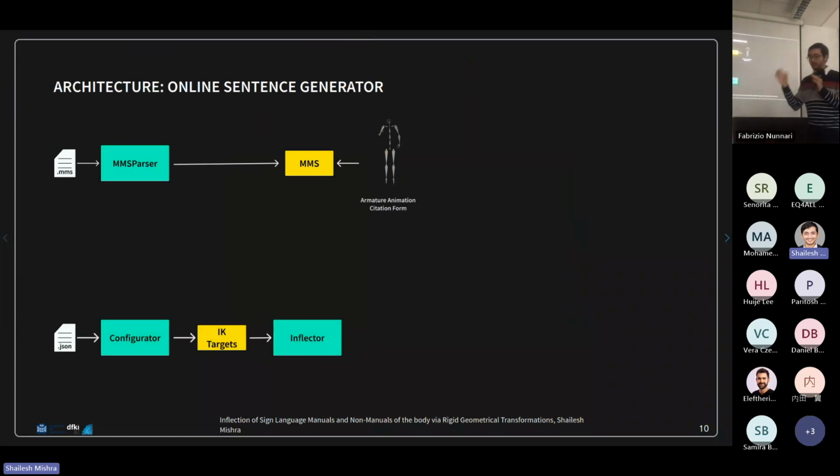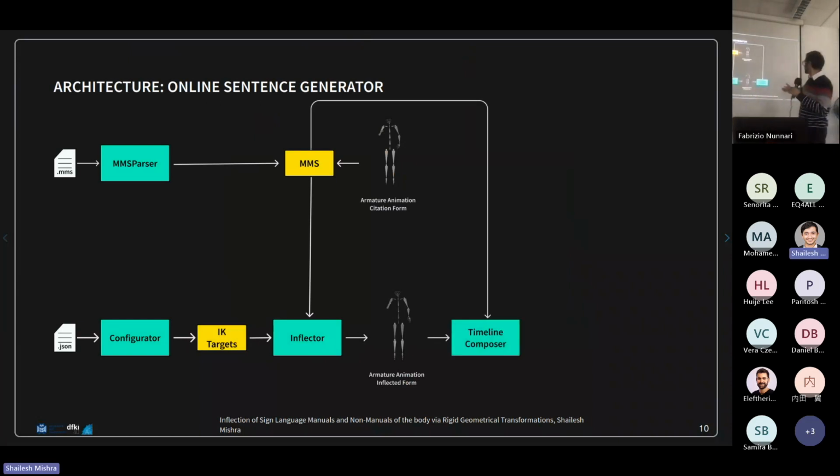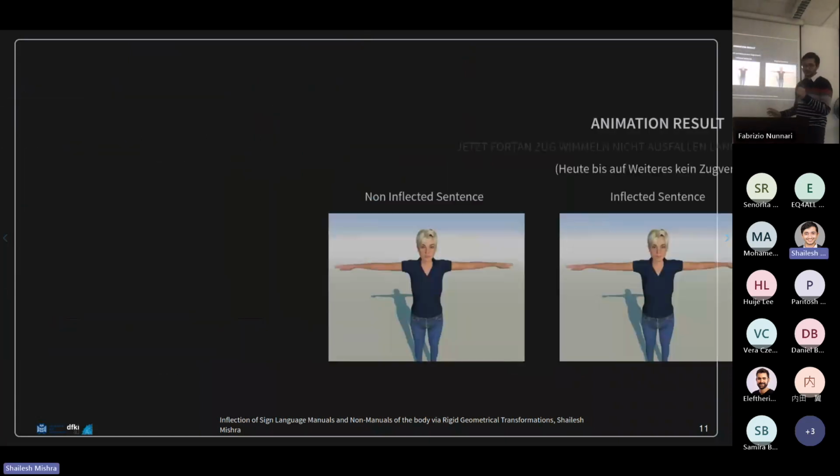Next, we have this configuration, which allows us to control different bones of our skeletal animation, right? And we use this thing called an inflector, which basically moves the bones of our hand, of our spine, and of everything. And using the MMS value and the inflector, we get this inflected armature. And then we pass it to the timeline composer, which will compose it into the final inflected form. Okay. So this is a very simplified diagram. And now we can see the result of the inflected animation.